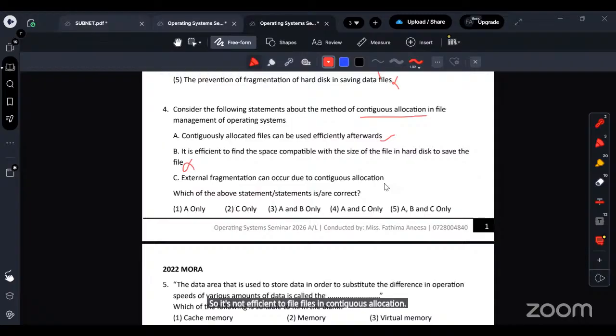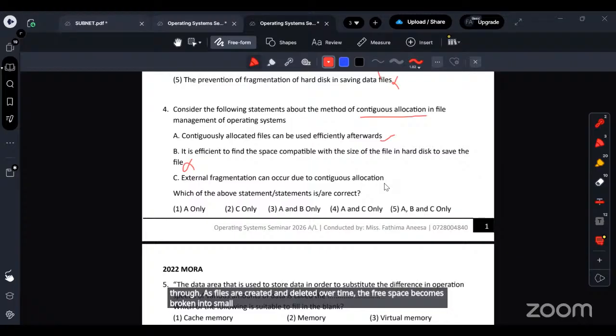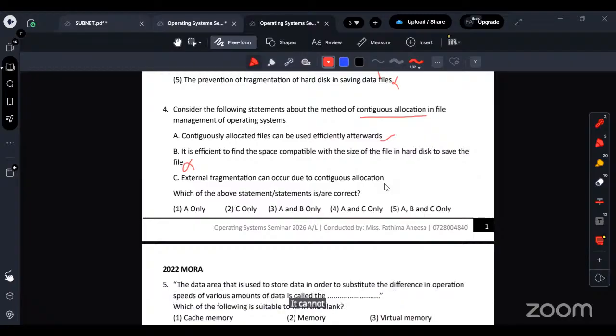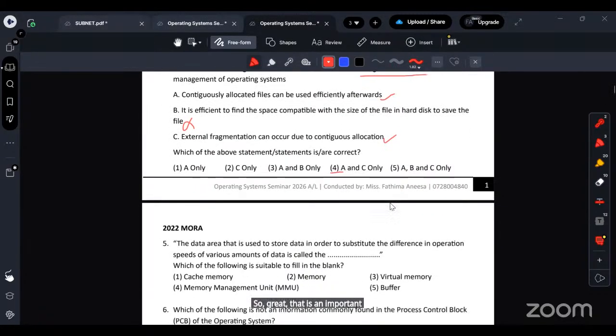Sixth one, external fragmentation can occur due to contiguous allocation. True. As files are created and deleted over time, the free space becomes broken into small non-contiguous blocks, even if the total free space is enough for a new file. It cannot be used if it is not in a single contiguous block. So great. That is an important topic.